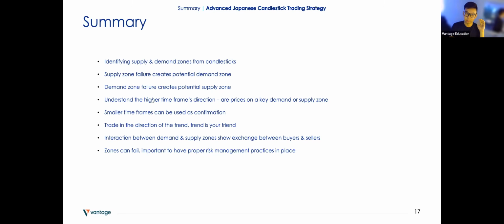Always use the higher time frame direction. There's always a primary trend, and there's always a retracement for the secondary trend. If you're starting out, we always want to follow the primary trend so that we have a higher probability of following that trend and taking profit, instead of scalping the secondary trends. Okay.